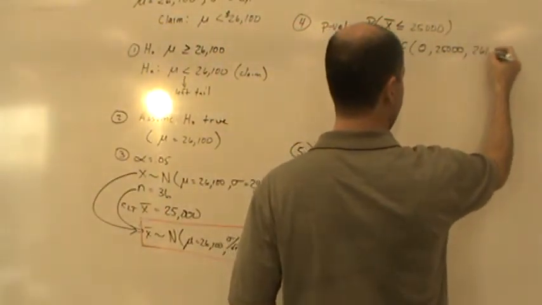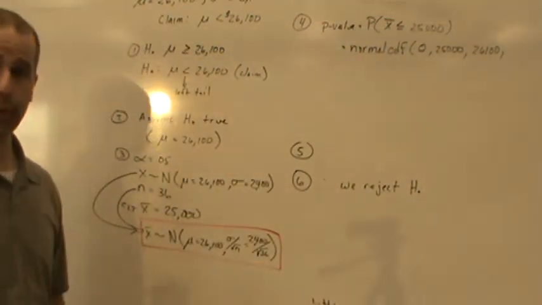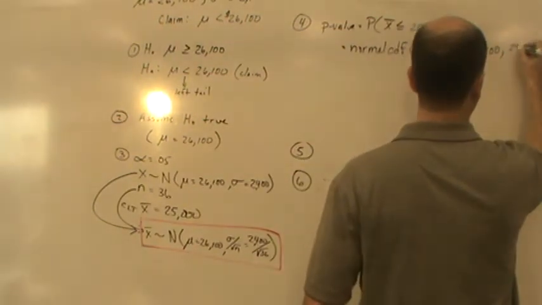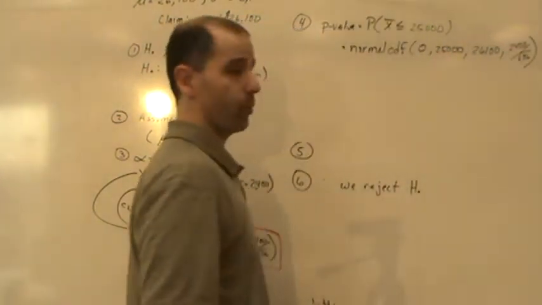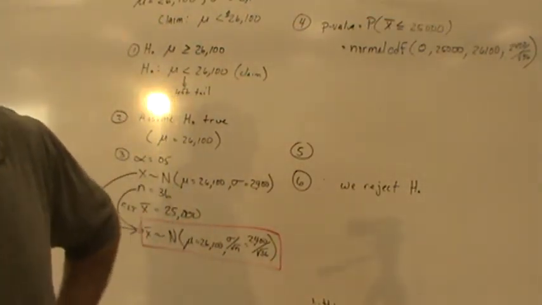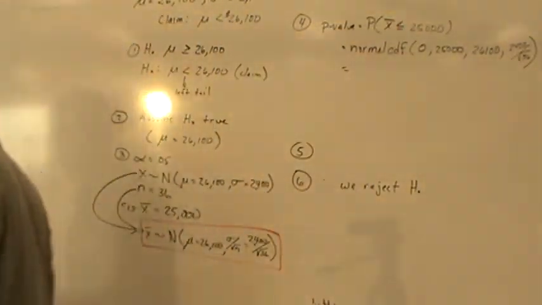So it's going to be 26,100. And then the standard deviation is 2,400 divided by the square root of 36. And that's what we're going to put in our calculator. So let's put this in our calculator and see what we get for the p-value.